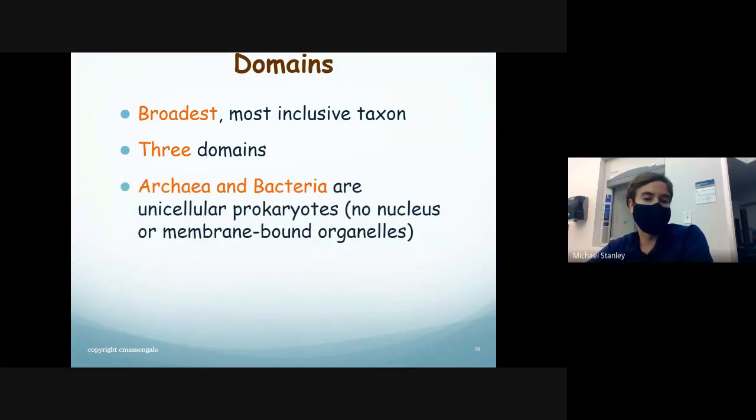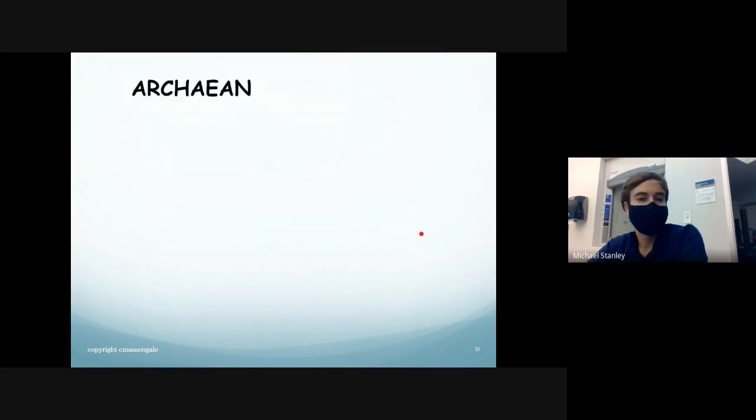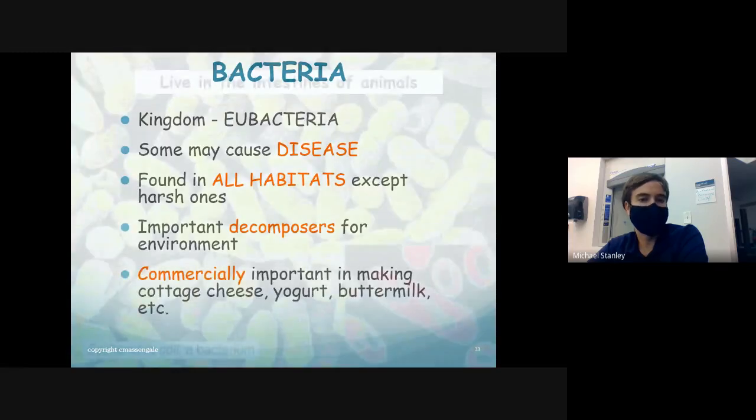We're not going to really worry about the domains too much. Essentially, Eukarya is the domain of most multicellular organisms on the planet, things like plants and animals and fungi and stuff like that. And then Archaea and Bacteria are more like single-celled organisms. Again, we're not really going to worry too much about the different domains.